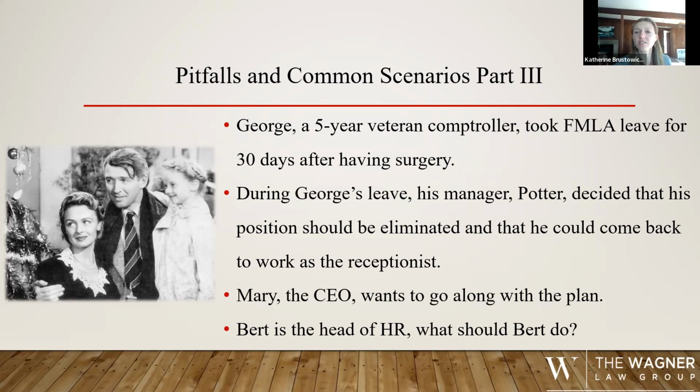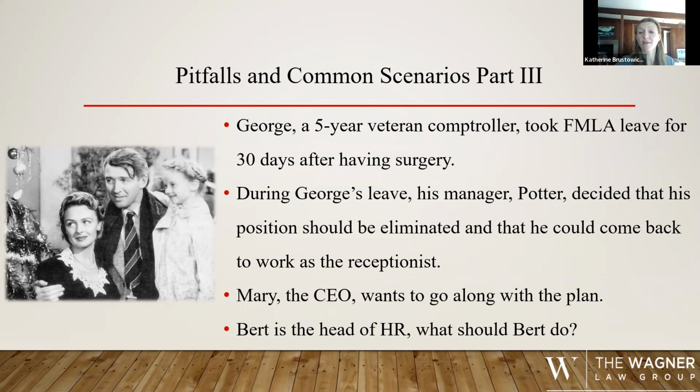So in terms of this scenario, I'd say that the first issue that really jumps out to me is that George is out on job protected FMLA leave, and Potter wants him to return to a job that's not at all substantially similar to his protected job. So a controller and a receptionist, they have very different duties, very different qualifications, and most likely very different pay structures. So the take home here is that Bert should not go along with this.